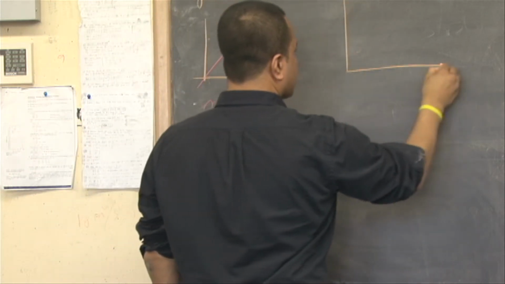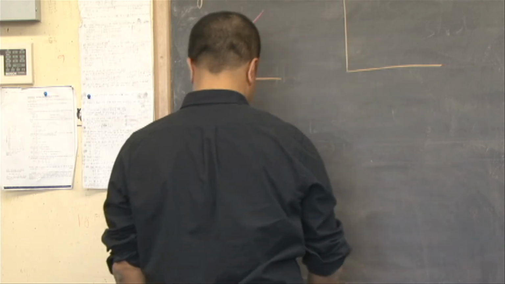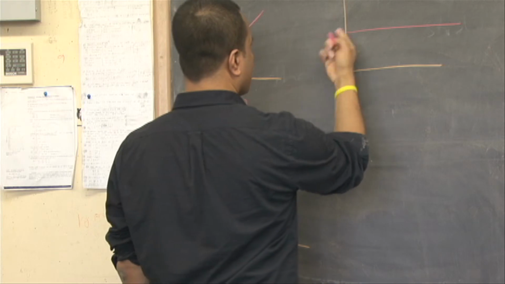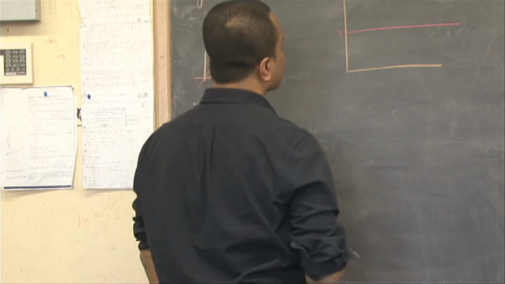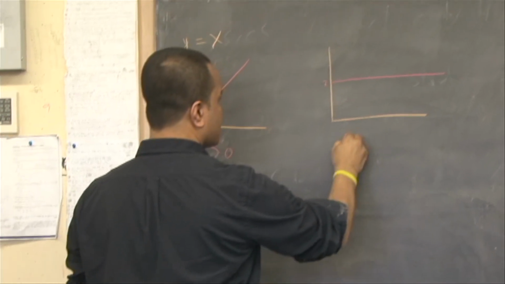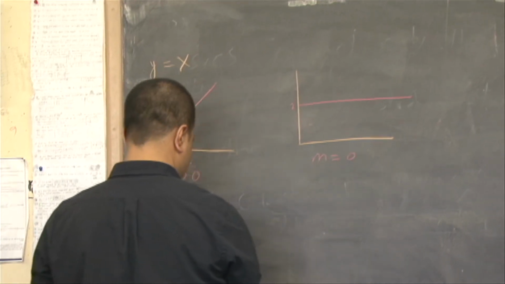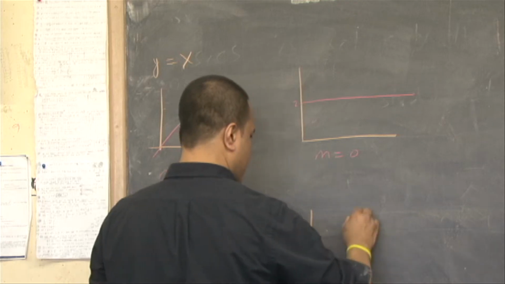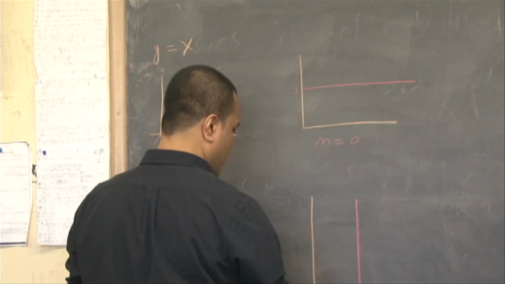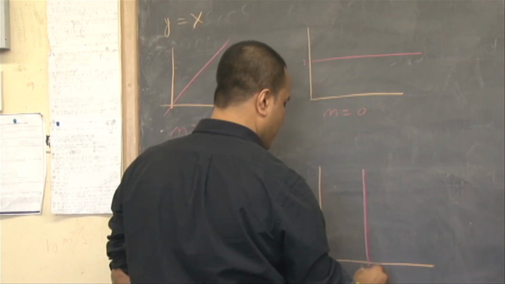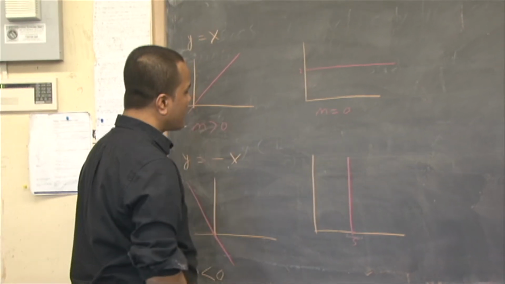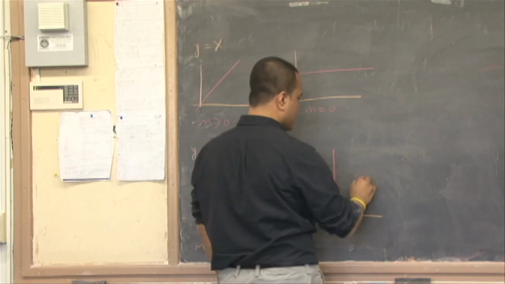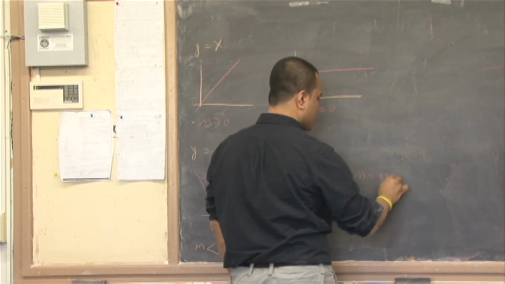In this case, the slope is 0, y is maybe 2, I guess. The slope is 0 in this case. And then this one, x is maybe 3, 1, 2, 3, so x is maybe 3, but the important thing is the slope here is not defined.